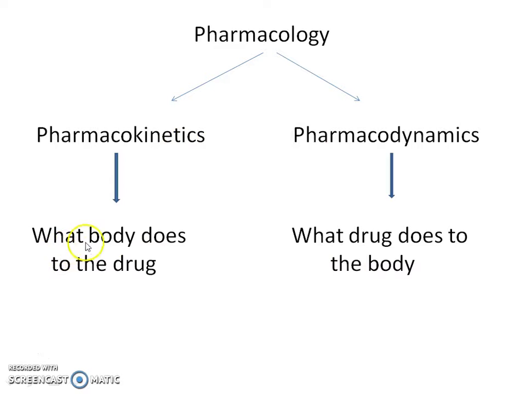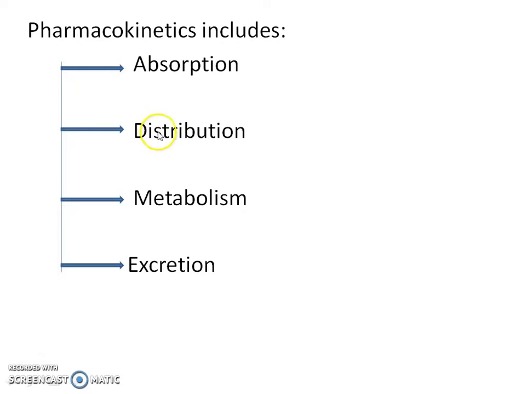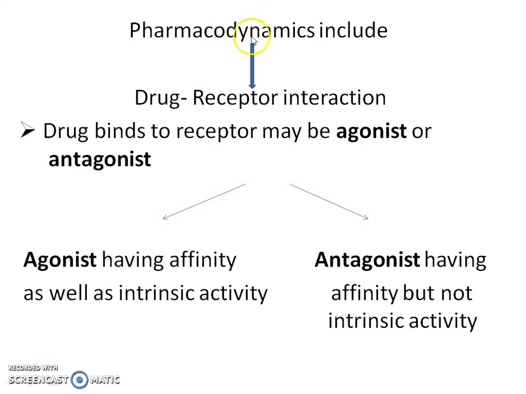Pharmacokinetics means what the body does to the drug, and pharmacodynamics means what a drug does to the body. Pharmacokinetics includes absorption, distribution, metabolism and excretion by different routes, whereas pharmacodynamics includes drug-receptor interaction. A drug is bound to a particular receptor, and may be an agonist or antagonist.